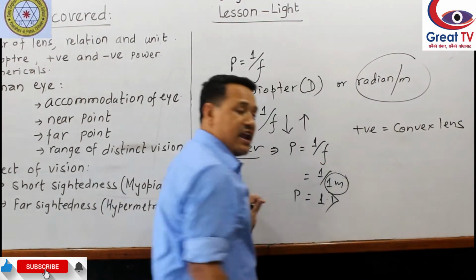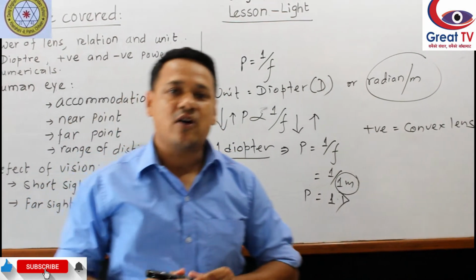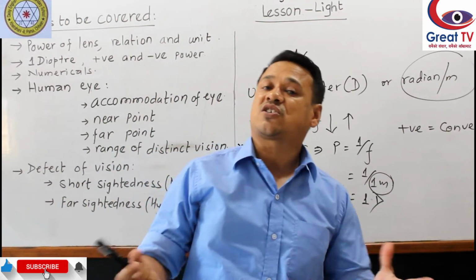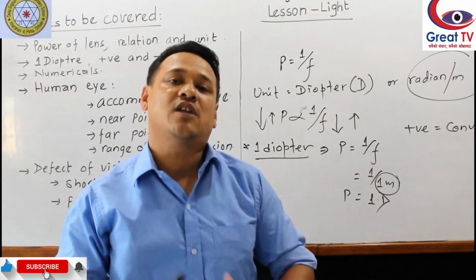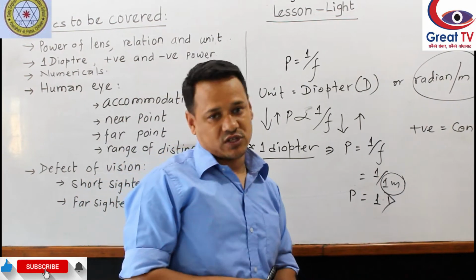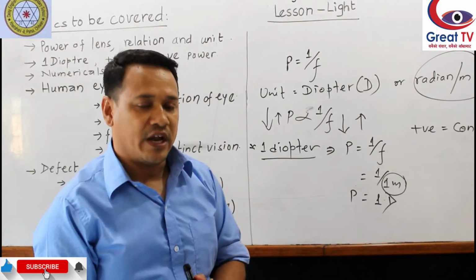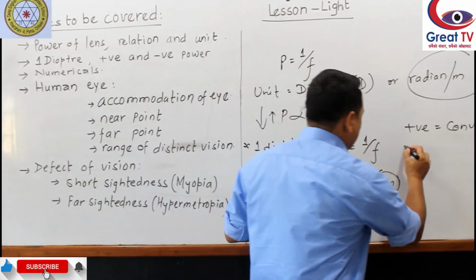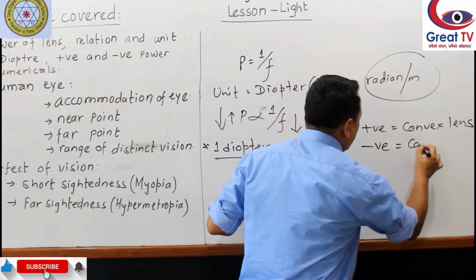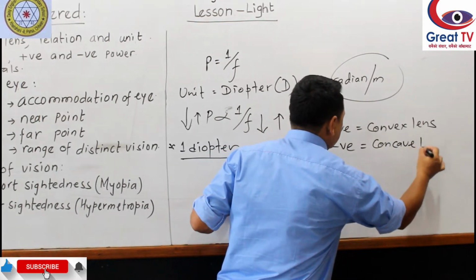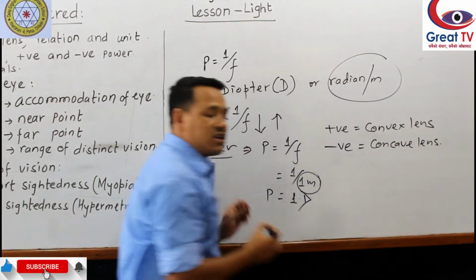Don't forget, negative power represents concave lens because concave lens has no real focus point. That's the virtual focus point. So power of concave lens is negative. Okay, negative power means concave lens. Negative power means concave lens.